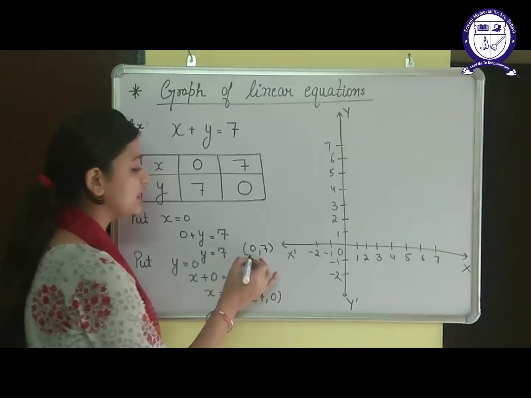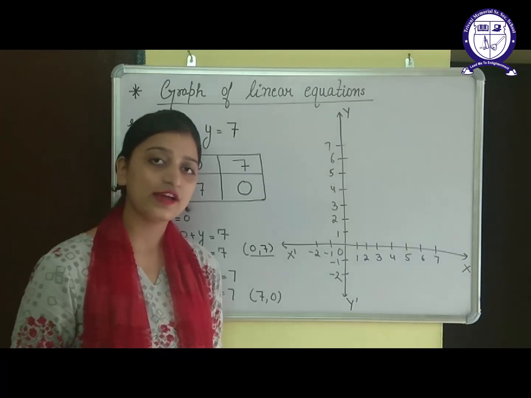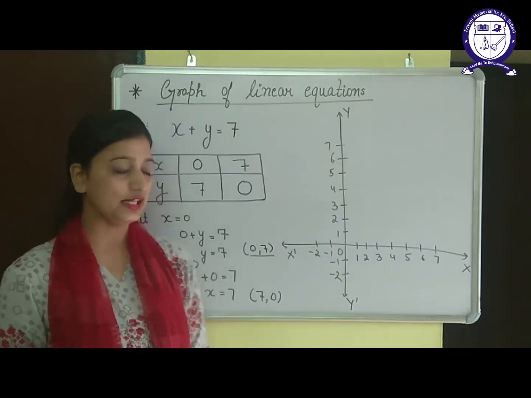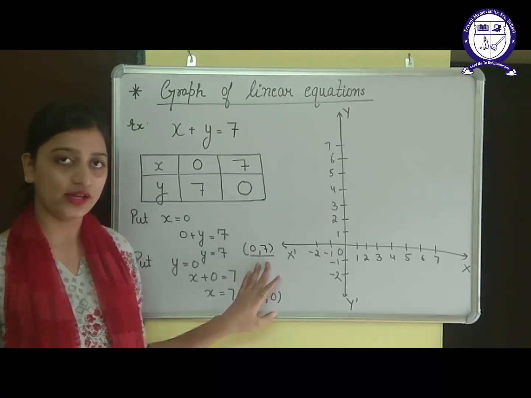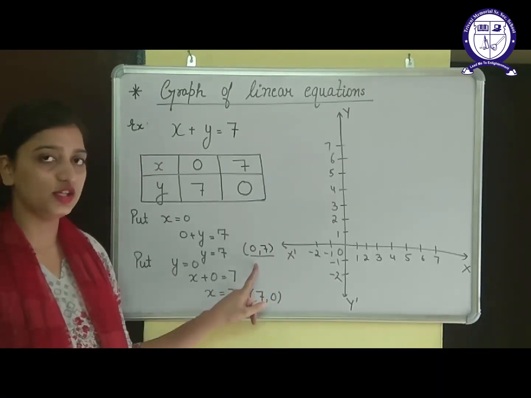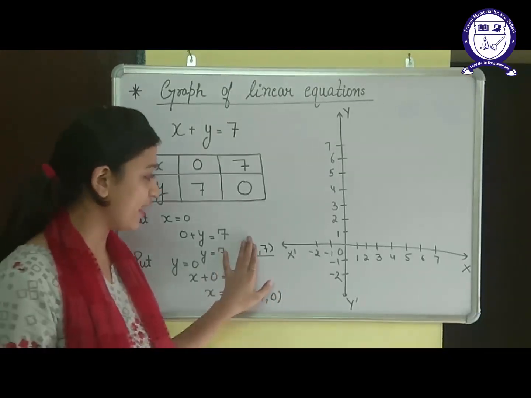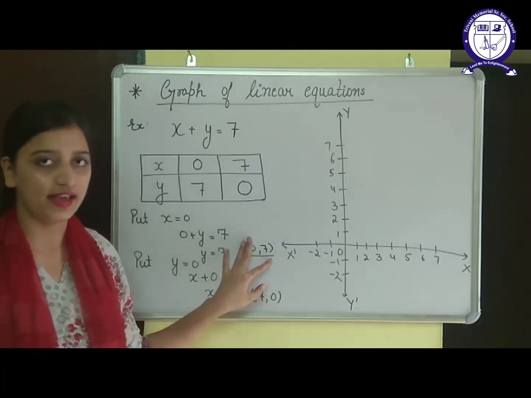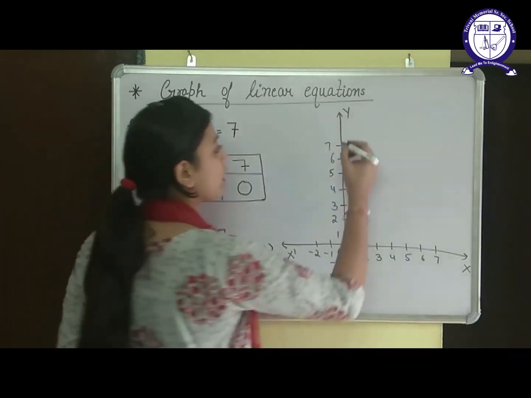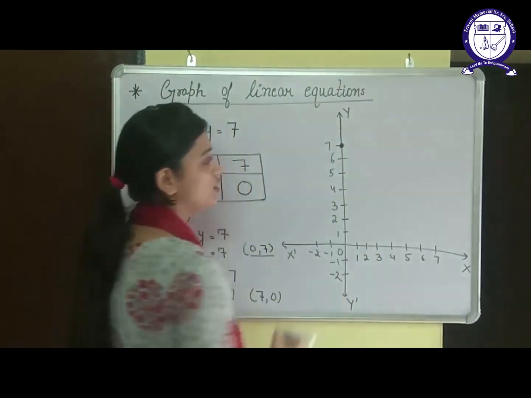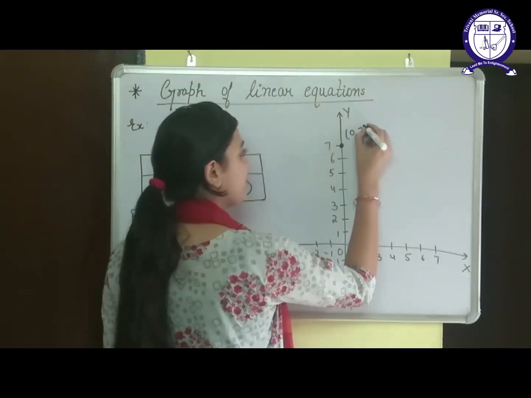Now the first point is 0, 7. In the coordinate system, I have told you in chapter number 3 how to plot 0, 7. 0, 7 is the point in which x is 0 and y is 7. So I will ignore the value of x and look at the value of y, that is 7. Where is y equals to 7? This is my y equals to 7. So this point will be 0, 7.